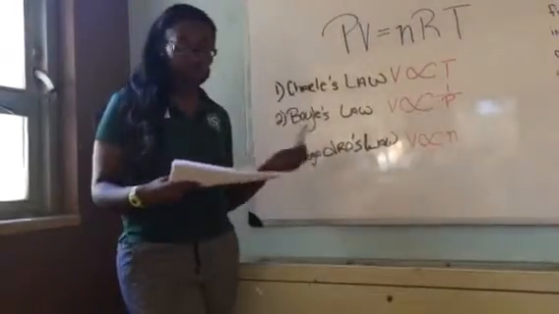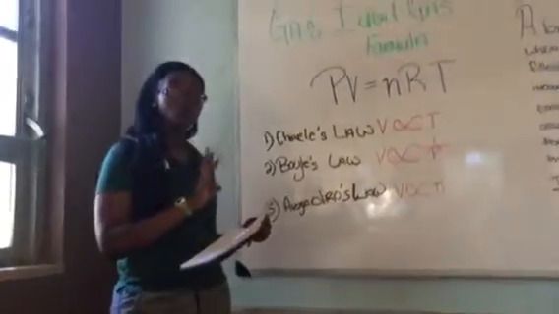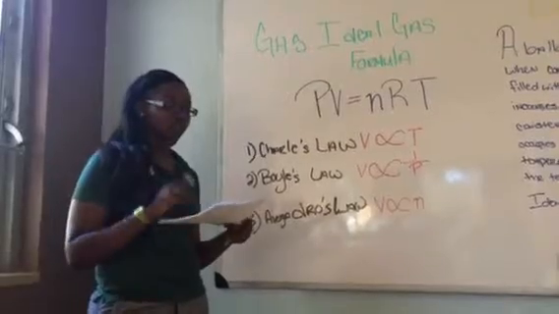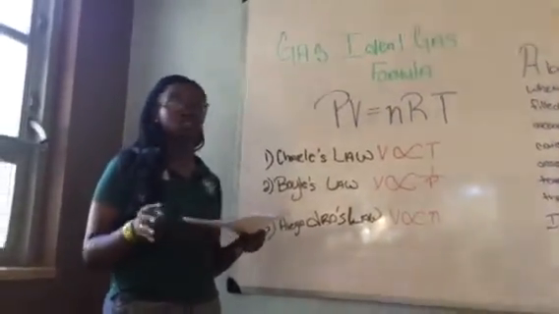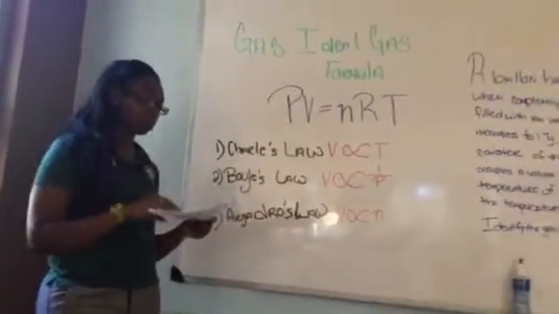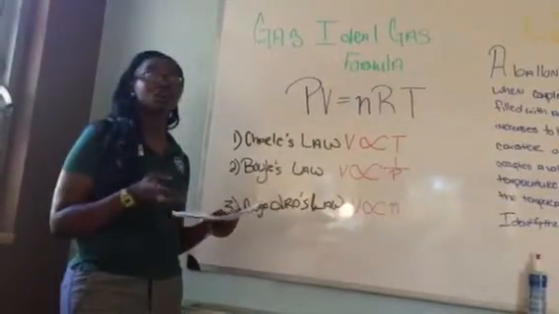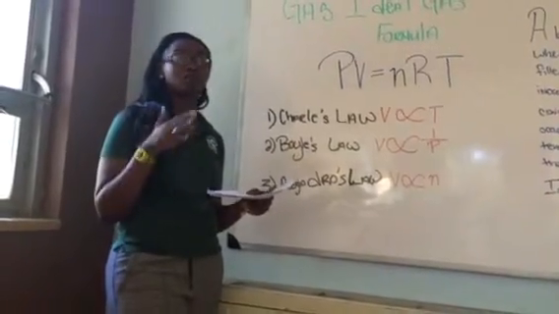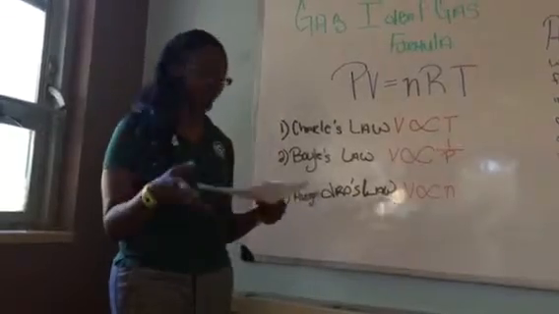Let's talk about some properties that we will define later on through three different laws: Charles' law, Boyle's law, and Avogadro's law. Properties that define the state of a gas sample: temperature, which is measured in Kelvin when it comes to the ideal gas formula; pressure, which is measured in atm, torr, or sometimes in millimeters of mercury.